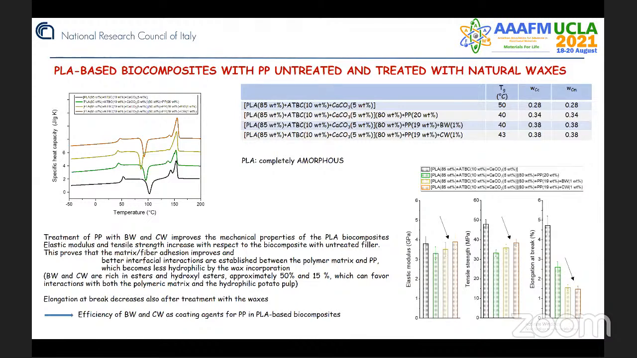Elongation at break decreases also after treatment with the waxes. This measurement proves the efficiency of B and Carnauba waxes as coating agents for the PLA-based biocomposite with potato pulp.